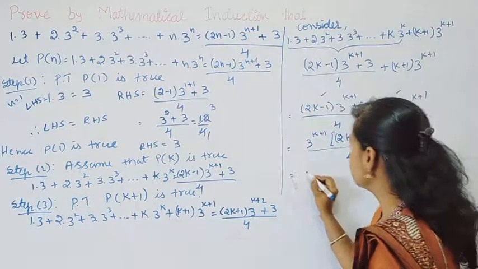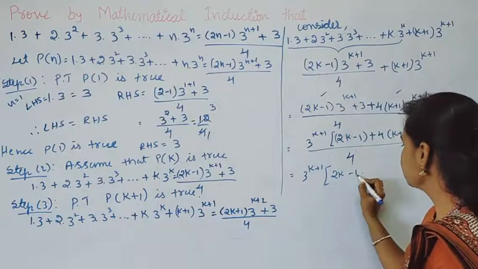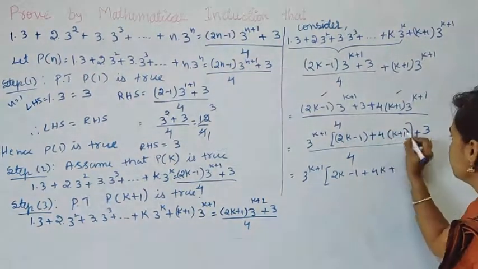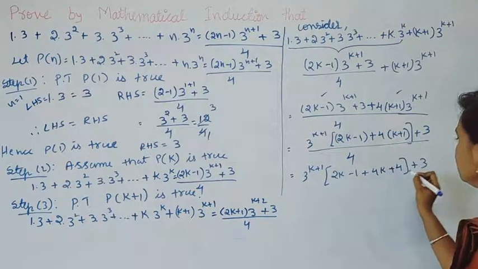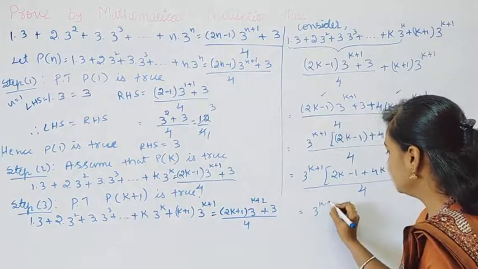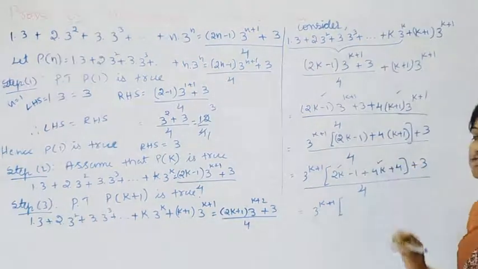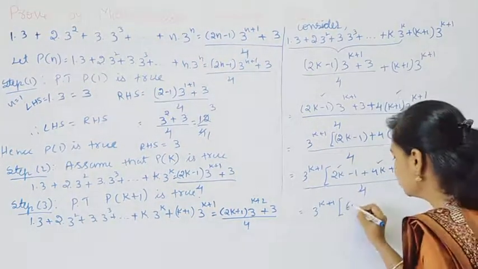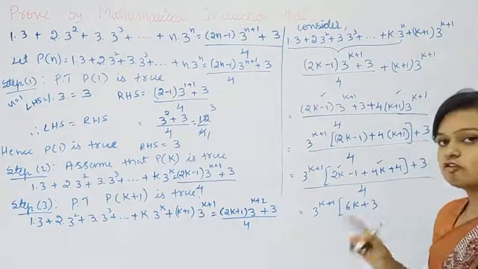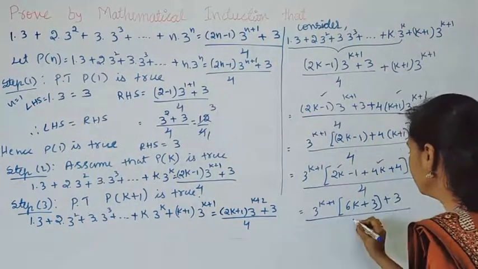Okay, now simplify this one. 3 power k plus 1 into, so 2k minus 1 plus, multiply this one, 4 into k, 4k plus 4 ones are 4, plus 3, whole divide by what? 4. That is equal to 3 power k plus 1 into, so here we have 2k plus 4k. 2 plus 4 is 6k, minus 1 plus 4 becomes plus 3, because 4 minus 1 is 3, plus what? 3, whole divide by 4.